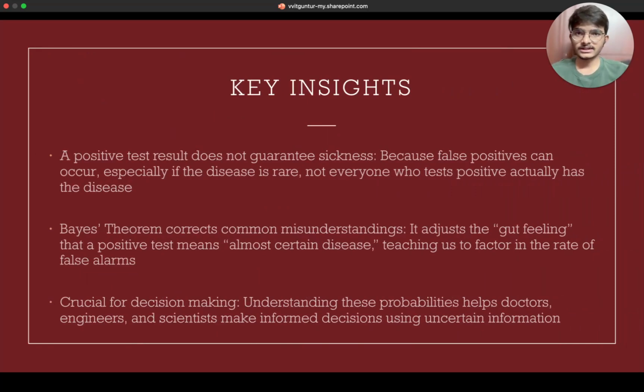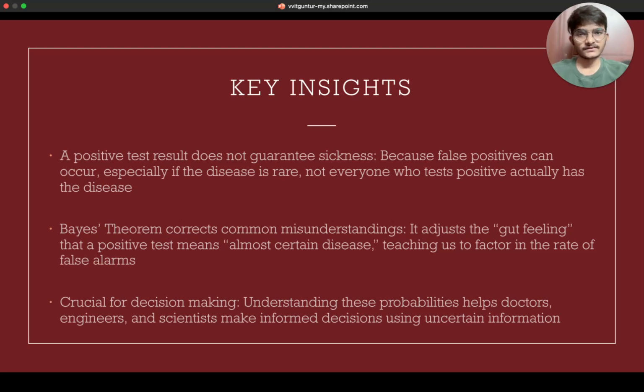From this example, we will discuss the key insights. That means we'll discuss the important points of the Bayes theorem, the importance of the Bayes theorem. A positive test result does not guarantee sickness because false positives can occur, especially if the disease is rare. Not everyone who tests positive actually has the disease. That means even though how accurate your machine can be, there will always be some uncertainty which gives you a doubt of wrong results. If the disease is very rare, then the probability of getting a wrong result will be less.